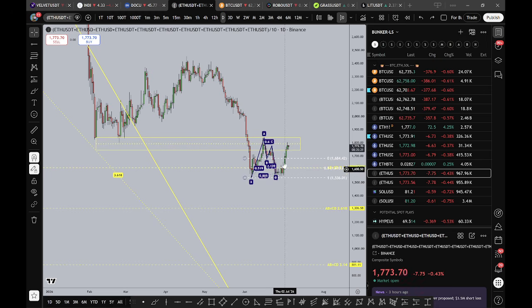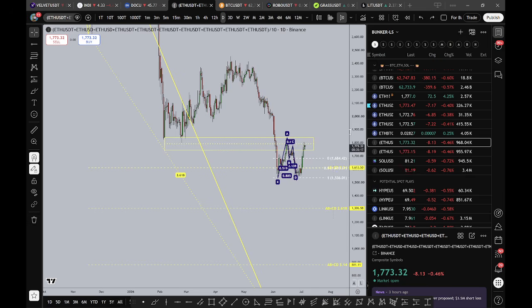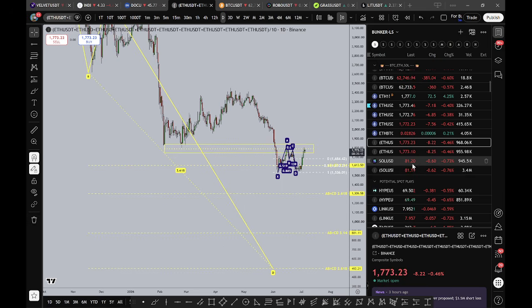You've simply had a reaction from a low, from a key level, from an M-shaped completion, back into an area that used to be support and is currently resistance. There is nothing bullish about that. You've got to flip it back into support. It hasn't happened yet. But Ethereum, otherwise, nice move.